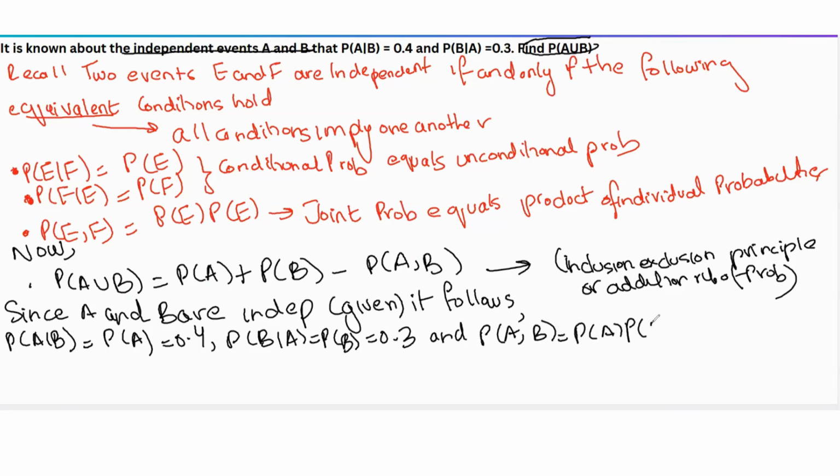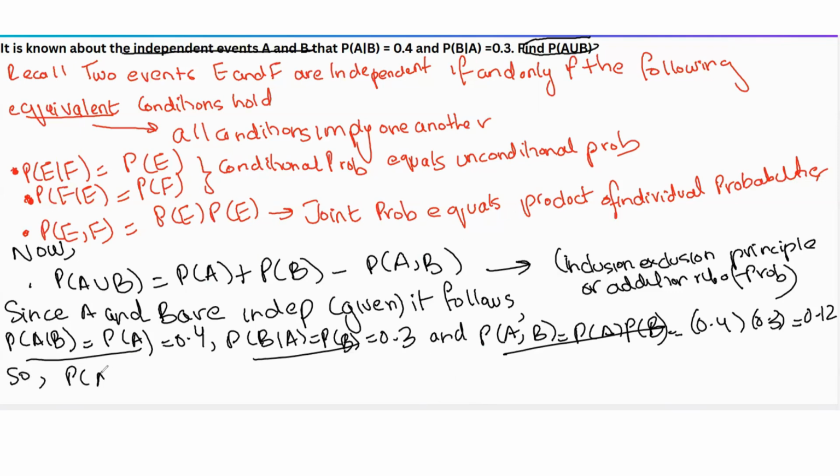And finally, probability of A and B is just the product of the individual probabilities. Again, this only holds when they're independent. Otherwise, you have to apply the multiplicative rule. So 0.4 times 0.3 is 0.12. So these follow from the fact that they're independent: the conditional probabilities equal unconditional probabilities, and the joint probability equals the product of the individual probabilities.